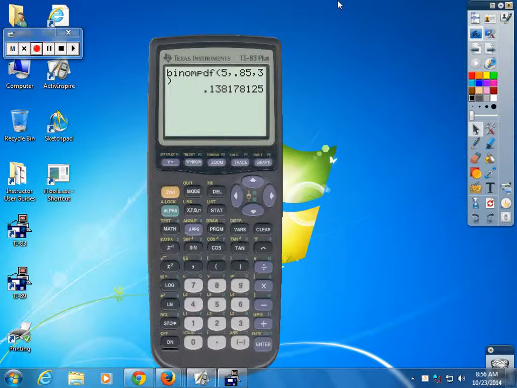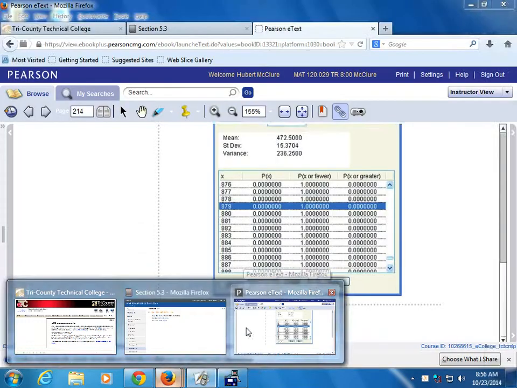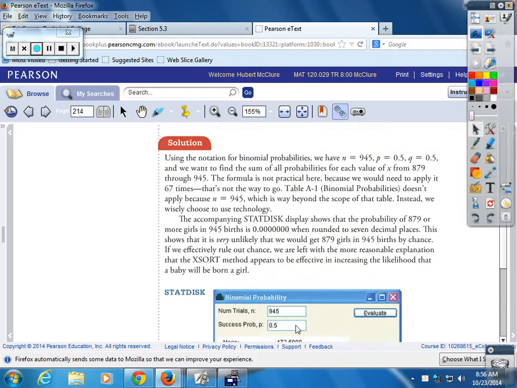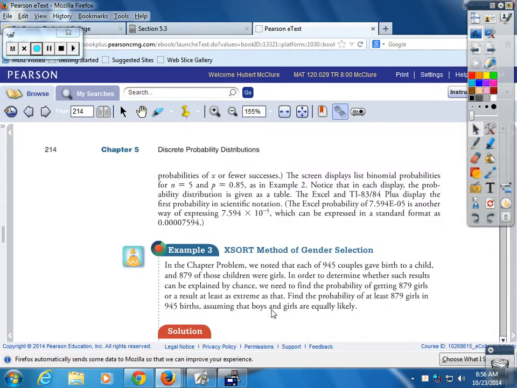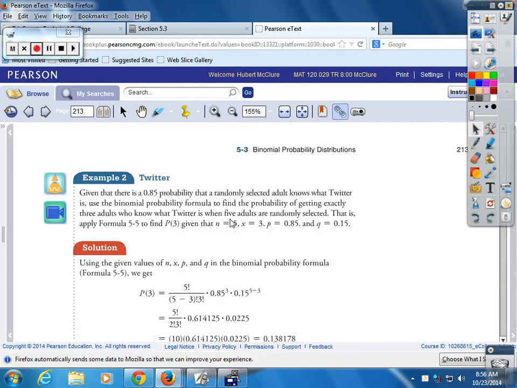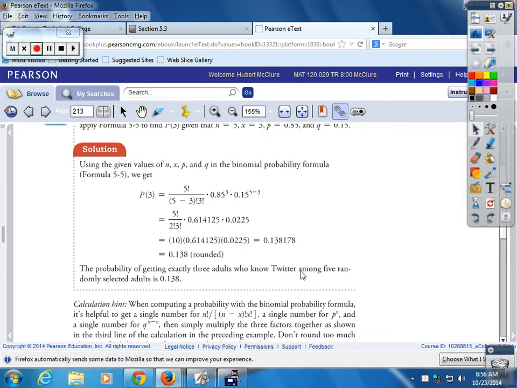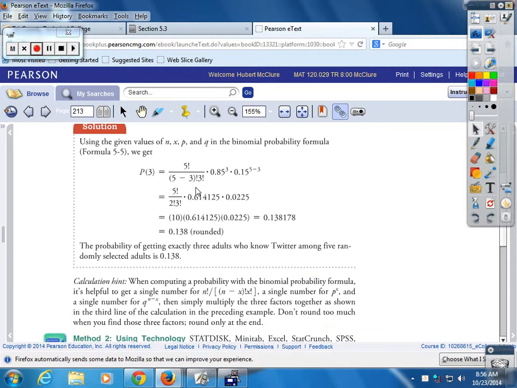Now, your choices, are you listening? Your choices are either you can do it by hand, right here, or you can punch it in the calculator. Now, just like I told you with combinations and permutations, that's just time consuming. But if you have to do it by hand, this is how you do it by hand.